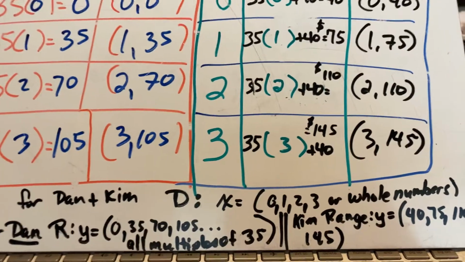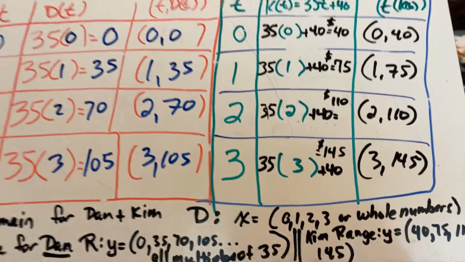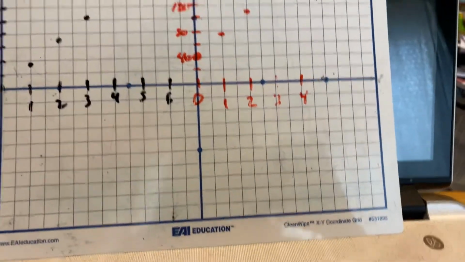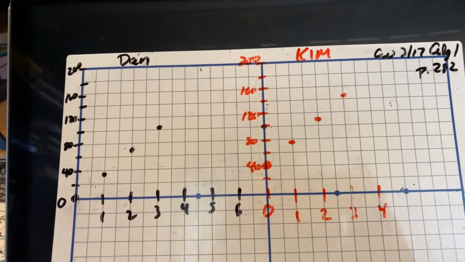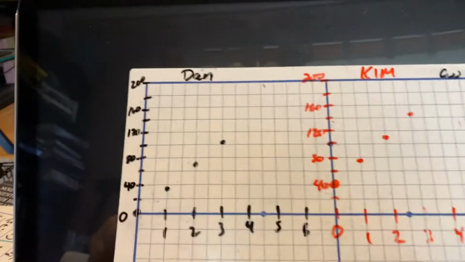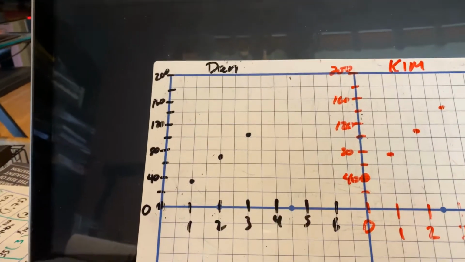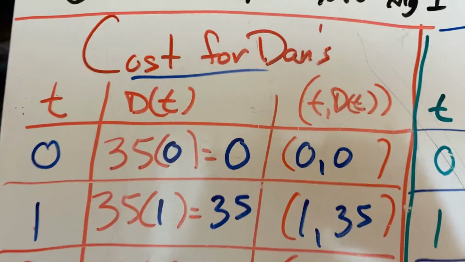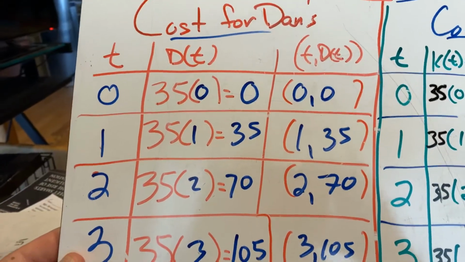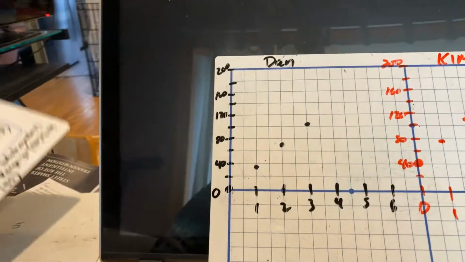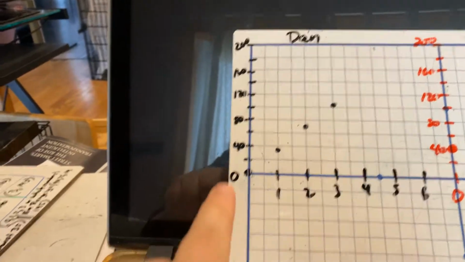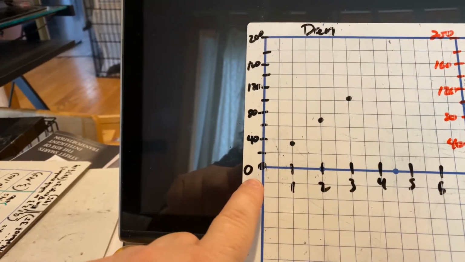When you turn to page 282, they're going to ask you to fill in the graphs. So here we go. I've done that for you. If you take the data that is in the chart and you transfer it into our graph, again, one more time, where did I get these points from? For Dan's, 0 goes to 0, 1 goes to 35, 2 goes to 70, and 3 goes to 105.